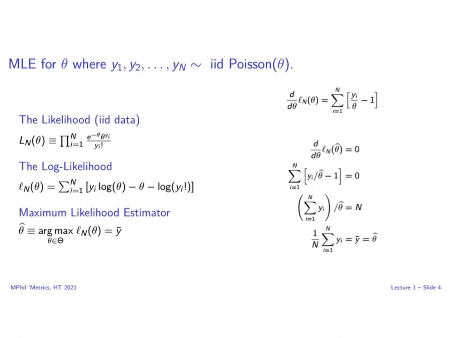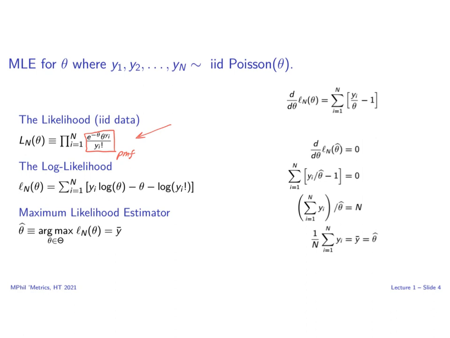Suppose that we observe a random sample of size n from a Poisson theta distribution, and we would like to estimate the parameter theta using maximum likelihood. Because the data are IID, our likelihood function is just the product of the PMF evaluated at each of the data points yi. Here we're using independence, and we're also using identical distribution.